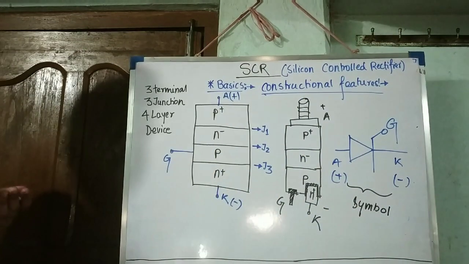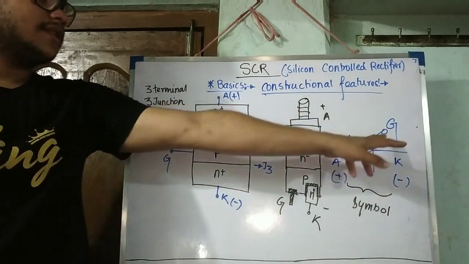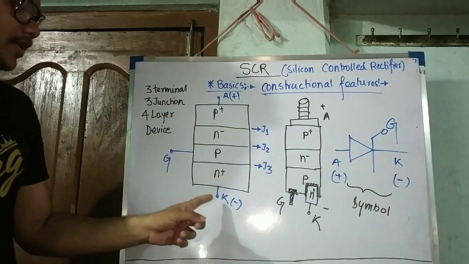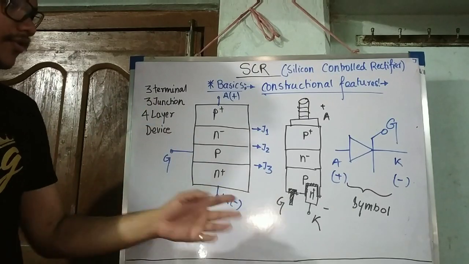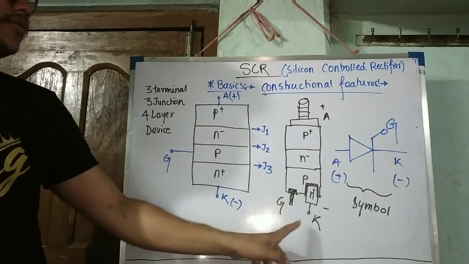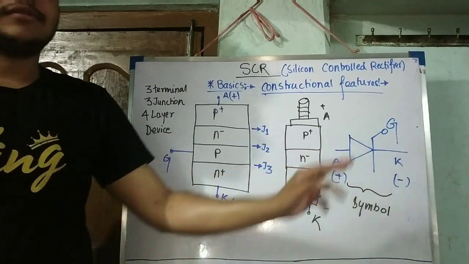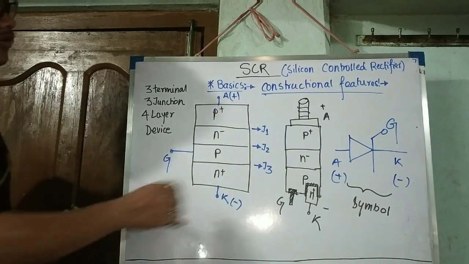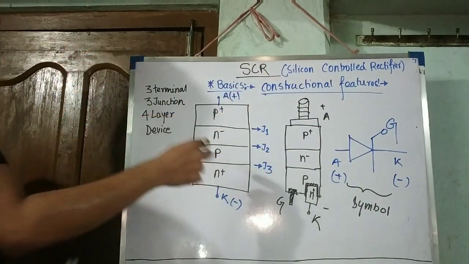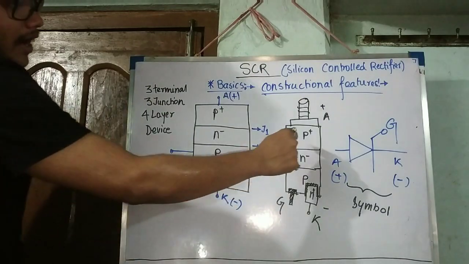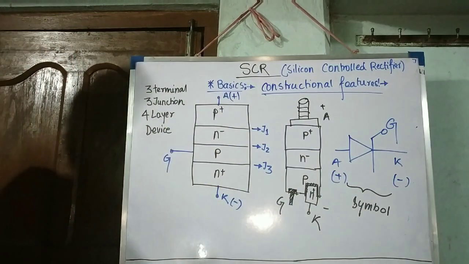In the symbol, you can see that the gate terminal is connected near the cathode, means near this terminal. Because in the constructional view also, you can see the gate terminal is connected near to the cathode. That's why we put the gate terminal over here, not here. Okay, remember this. This is similar to a diode with a gate terminal. So you have 3 junctions, you have this constructional view and you have the symbol.